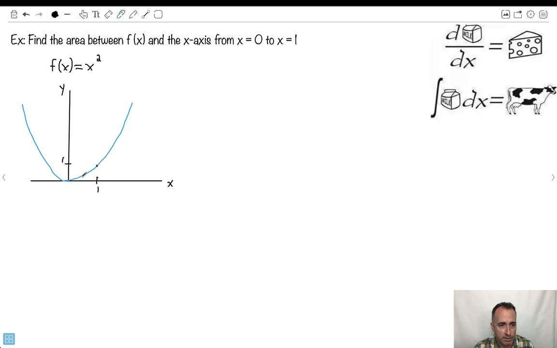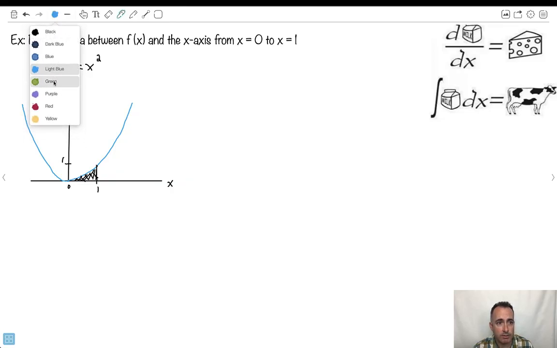And I want this area right here from 0 to 1. I want this area right here. Okay, from 0 to 1. Well, how do I find that area? You first need to write down your integral.